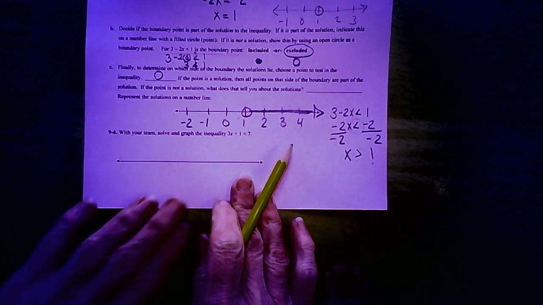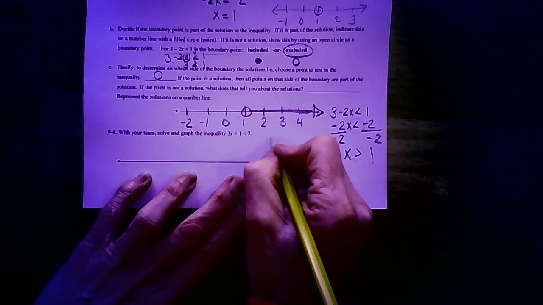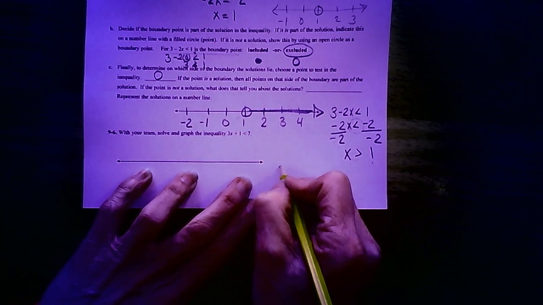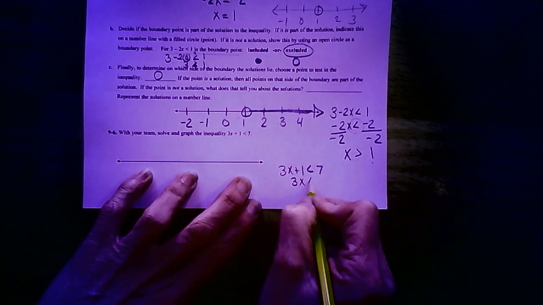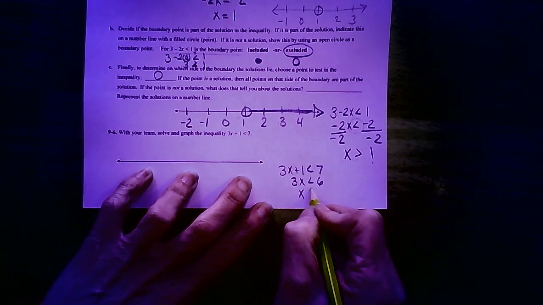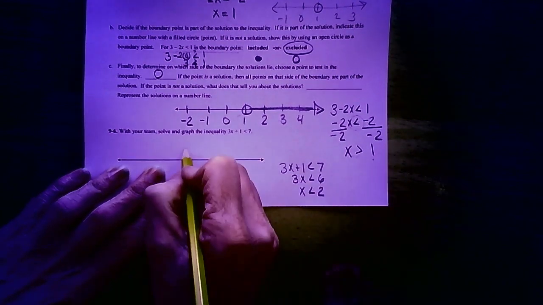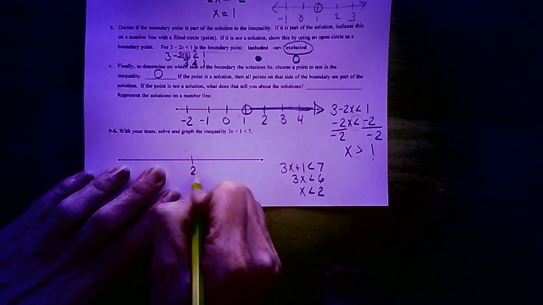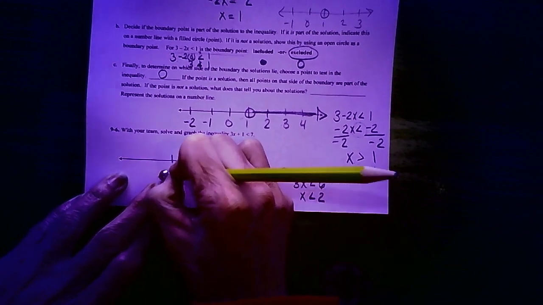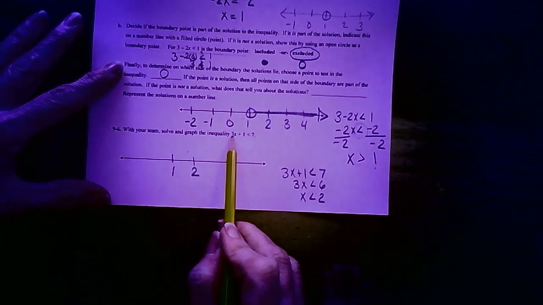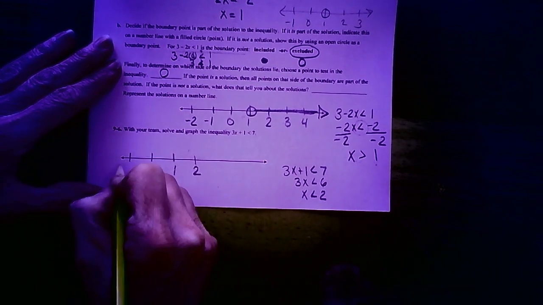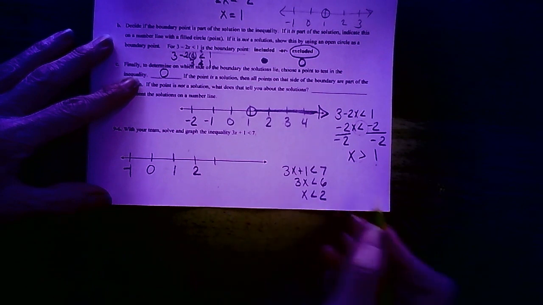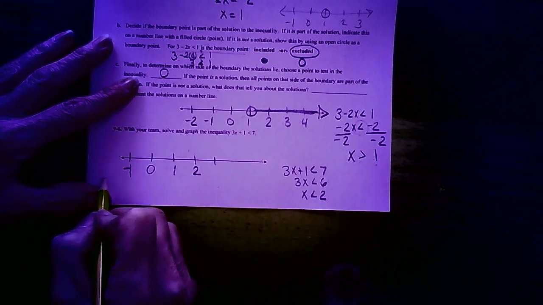So let's look at the last one here. If I have 3x plus 1 is less than 7, that's 3x is less than 6, so x is less than 2. Give me a number that's less than 2. Yep, that's right. Pick 0 because it's going to be easy to add and subtract. 0 plus 1, is that less than 7? It sure is. So you know you'll be shading to the left.